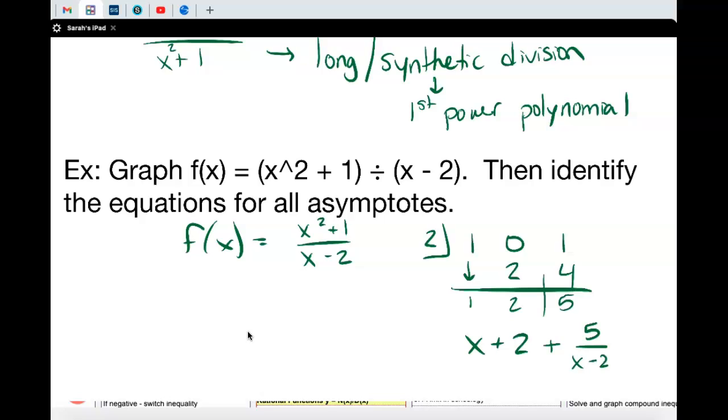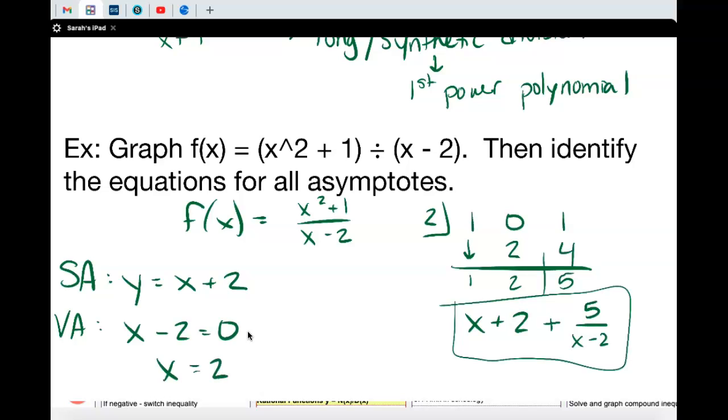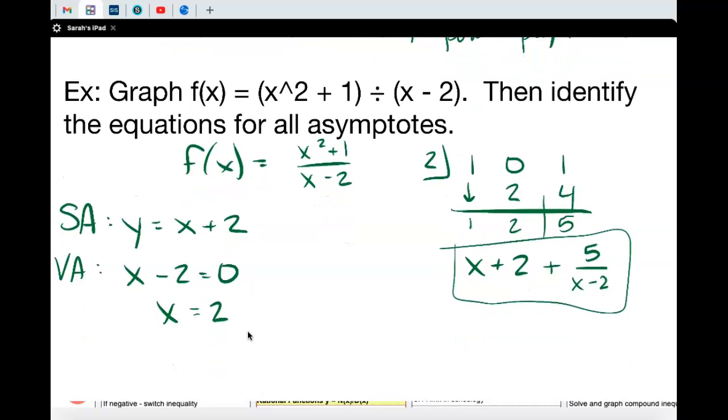So how would I write this 1, 2, 5 thing as a polynomial? x minus 2. Yeah. So if I actually divided my rational function, this is what I get out. But I'm only taking a part of that because I can't graph this like 5 over x plus 2. So our slant asymptote is just the line y equals x plus 2. And that comes from just the function without the remainder. So that's the slant asymptote. I could find the vertical asymptote as well. How do we find vertical? Set denominator equals 0. So it's x equals 2. And since we have a slant, we won't have a horizontal, so don't need to worry about that. So you identify the equations of the asymptotes.